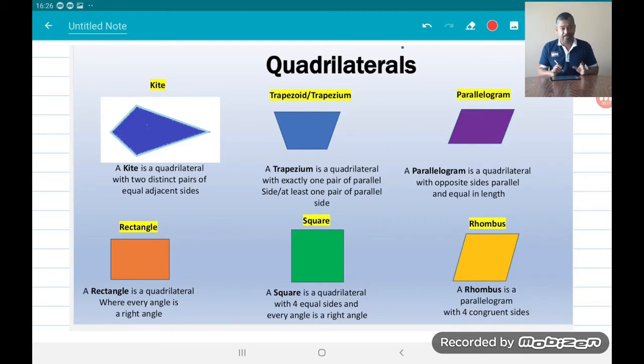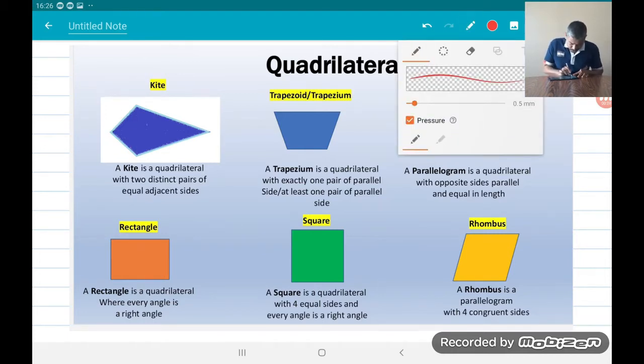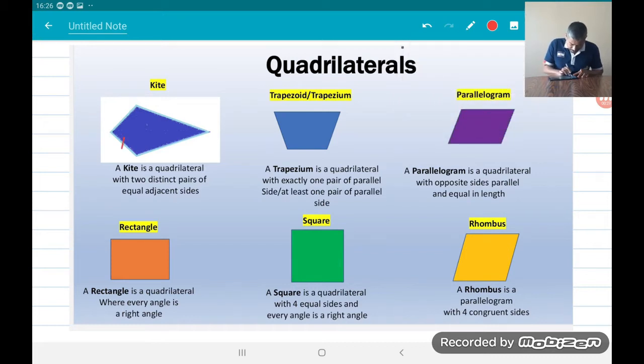The first one is the kite. A kite has two adjacent sides that are equal. You can see here, these two adjacent sides are equal, and the other two adjacent sides are also equal. The opposite angles of a kite are also equal. This one is equal to this one. And the diagonals are perpendicular. The diagonals make 90 degrees, so that's perpendicular. These are some properties of a kite.